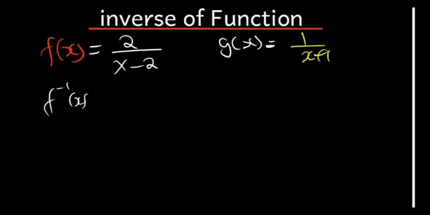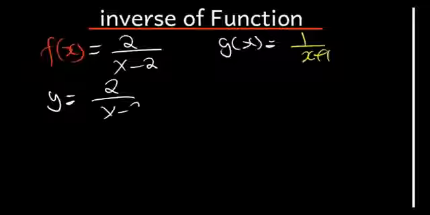To find the inverse of the function, what you have to do is replace f of x with y and then make x the subject of the formula. After making x the subject, where there is y, replace it with x, then that is the inverse of that function. So in this case we have f of x is equal to 2 over x minus 2. Where there is f of x, I'm going to replace it with y. So y will be equal to 2 divided by x minus 2. My goal here is to make x the subject of the formula.